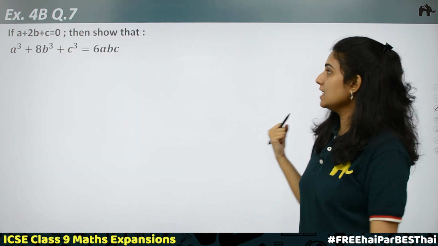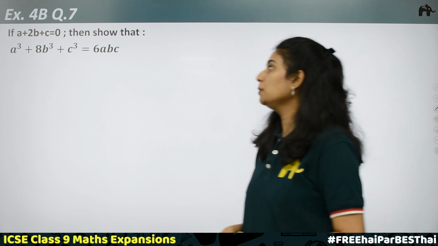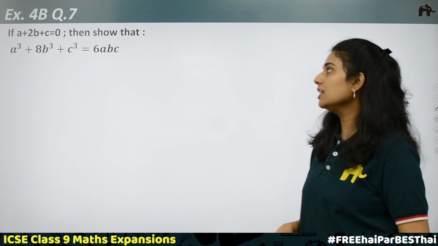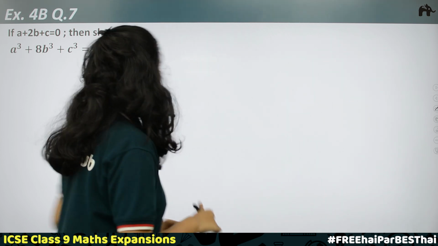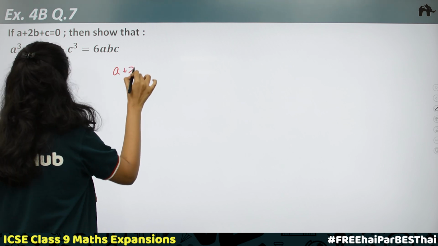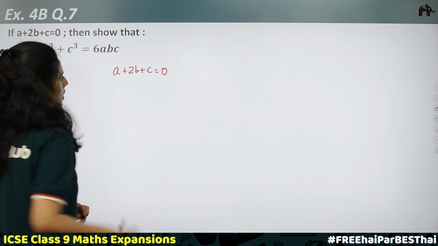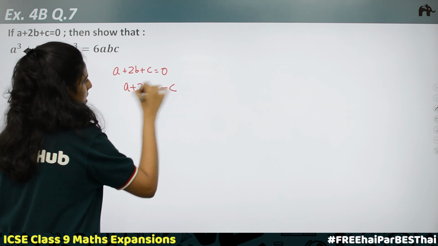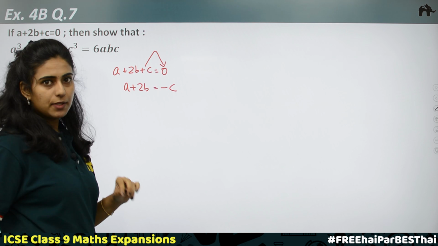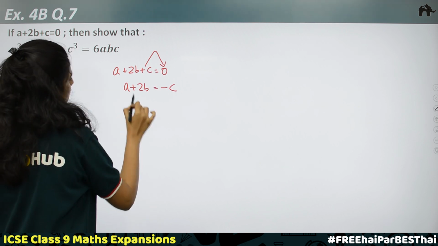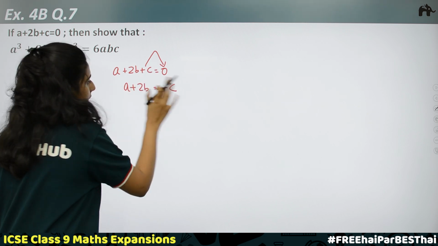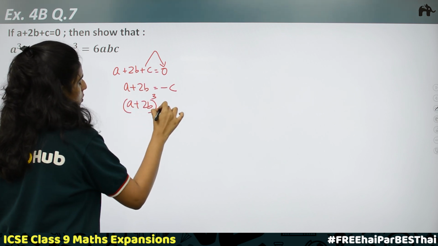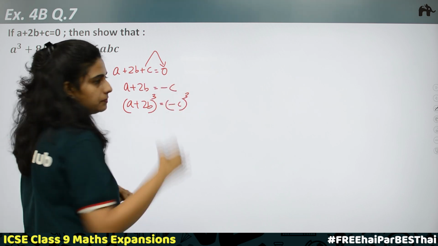Question number 7 of exercise 4b. If a + 2b + c is equal to 0, then show that a³ + 8b³ + c³ is equal to 6abc. So, here we have a + 2b + c is equal to 0. In this type of question, what we do is we write a + 2b is equal to minus c. Taking this plus c to the opposite side becomes minus c. Now, we'll take cube of left hand side and right hand side. (a + 2b)³ is equal to −c³.